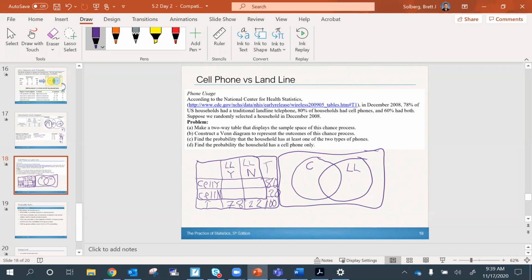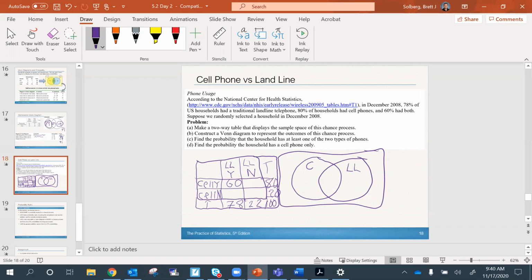Don't worry about it. It says that 60% have both. All right, so that's going to go in. They have a yes and yes. So the 60 goes there. Now, does that 160 give us enough information to fill in the rest?